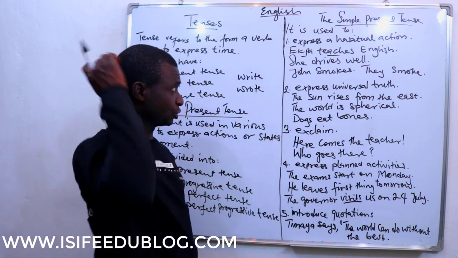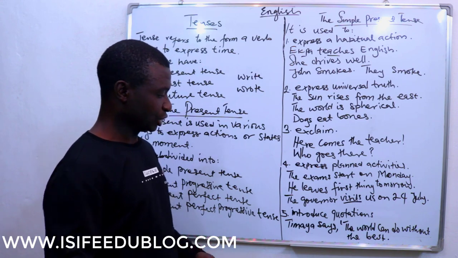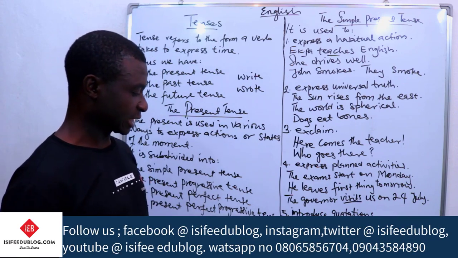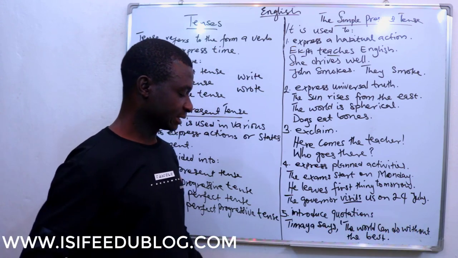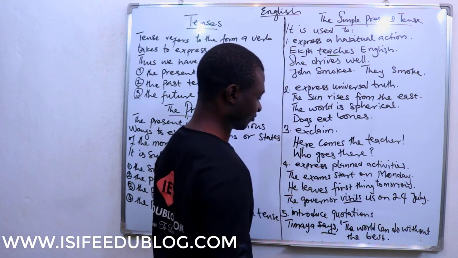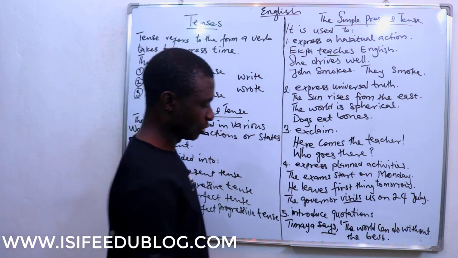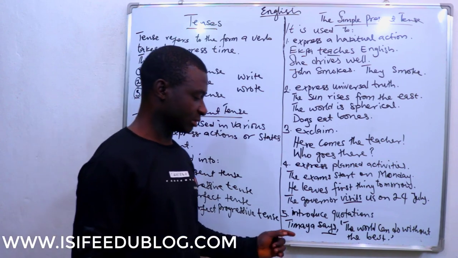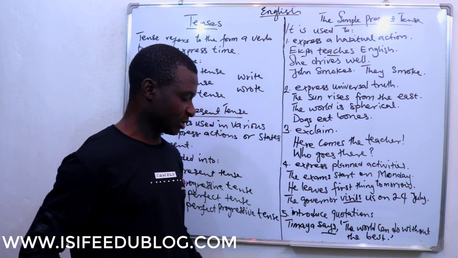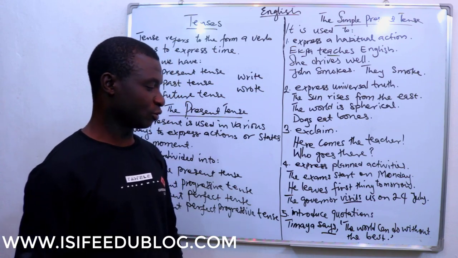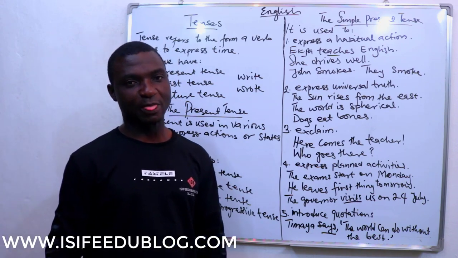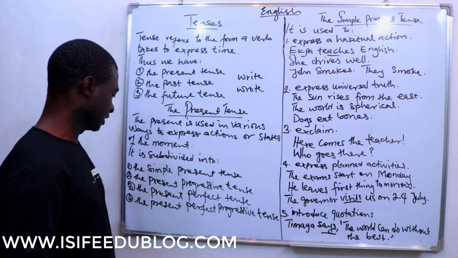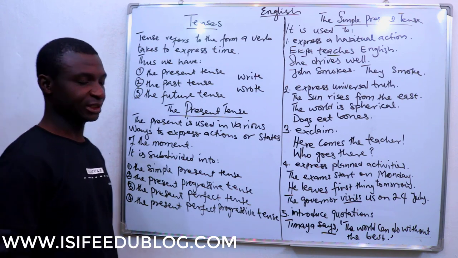Now, we also use the simple present tense to introduce quotations. Example: says, Timaya says. Says is in the simple present form. Then you bring up your quotation. The statement comes after the simple present verb. Timaya says, the world can do without the best. Alright? So, these are examples of the simple present tense.